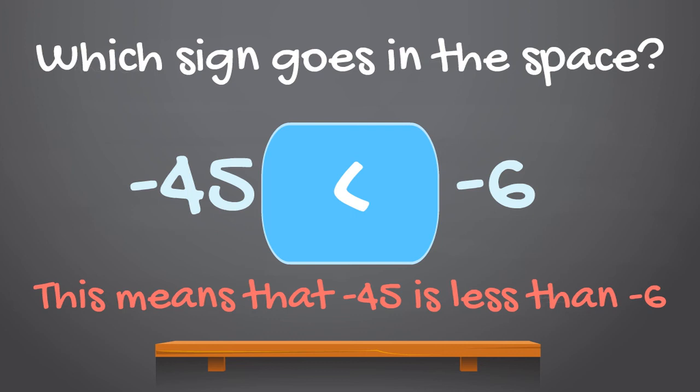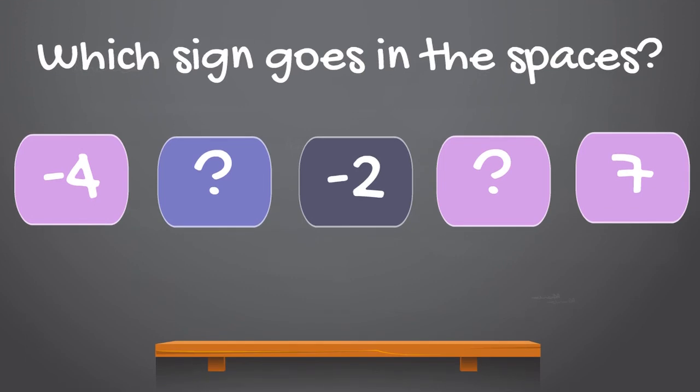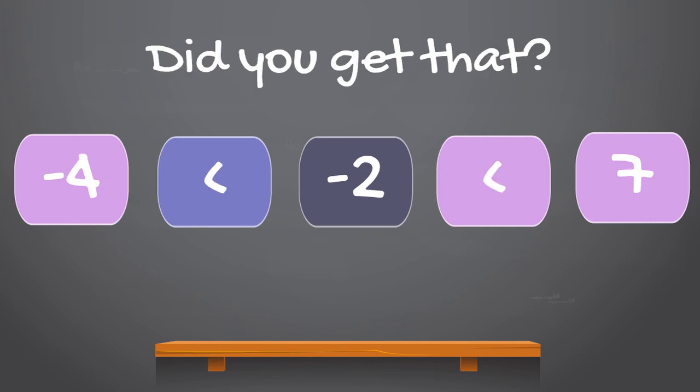Now that you've got the hang of those, let's try these number chains. So there's 2 missing spaces this time. You have to be really careful. Look at the number on the left and the one on the right. So, what sign goes in the missing spaces? Pause the video and write down your answer. So here's what you should have. Minus 4 is less than minus 2, and minus 2 is less than 7.